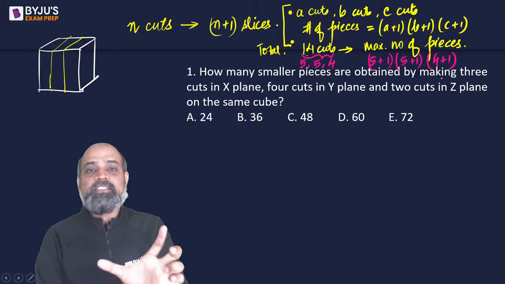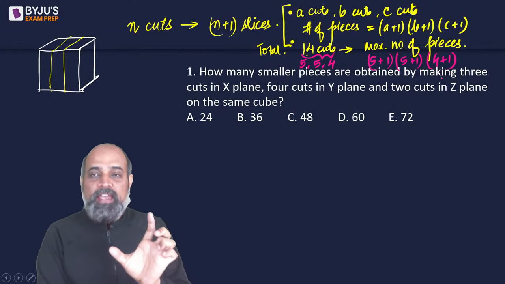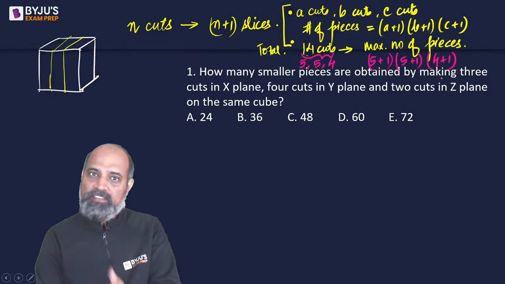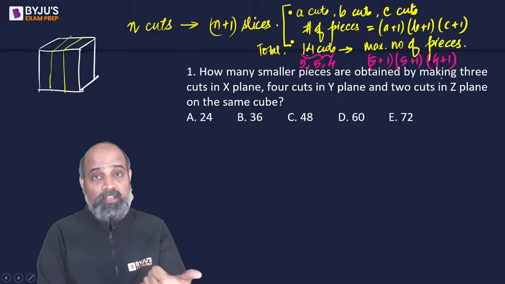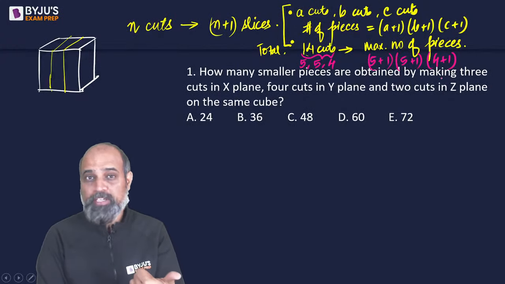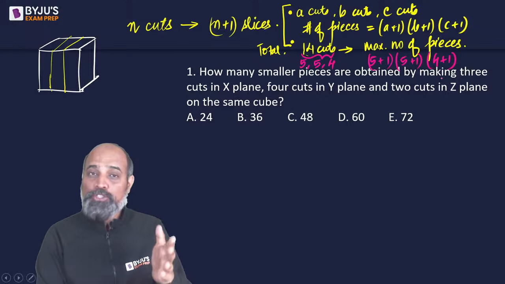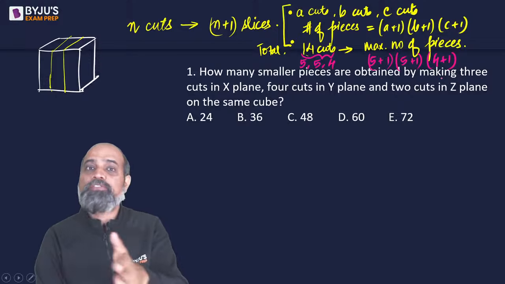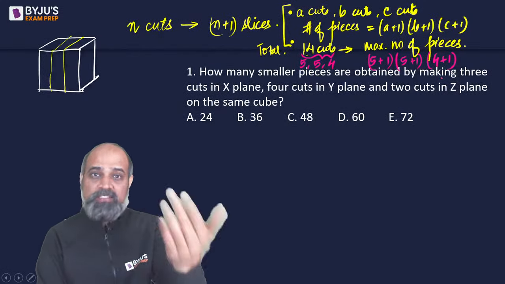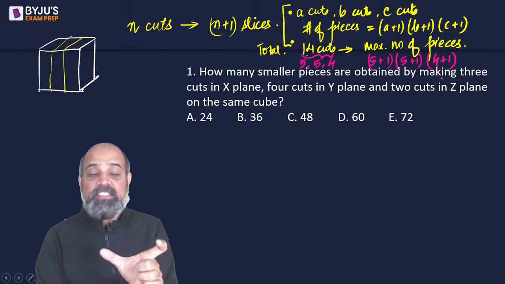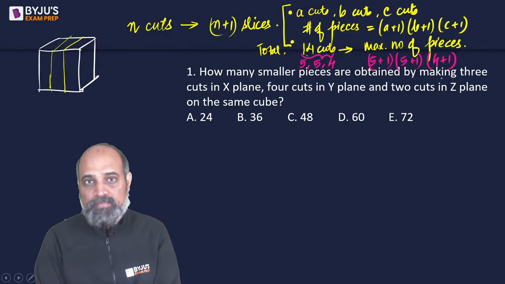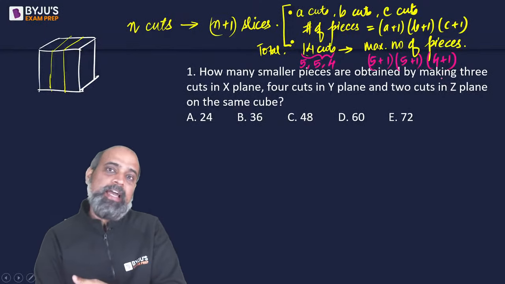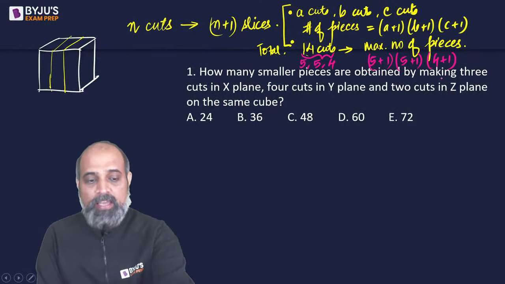But if the total cuts are mentioned, and they have not specified how many of those total cuts are along the x-axis, y-axis, z-axis, and you are asked to maximize the number of cubes or cuboids formed, the smaller pieces, then you try to break up the total number of cuts into 3 values such that their sum is the total number of cuts given, and these 3 values are closest to each other. And then you use the same formula, as in you add 1 to each of those cuts and then multiply them together. I hope this is clear.